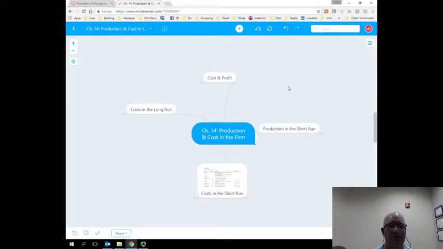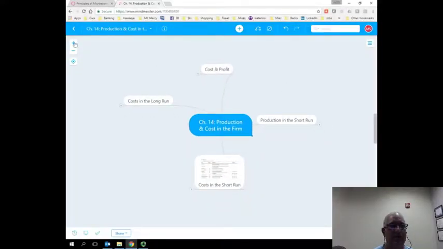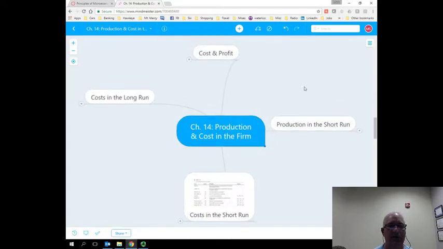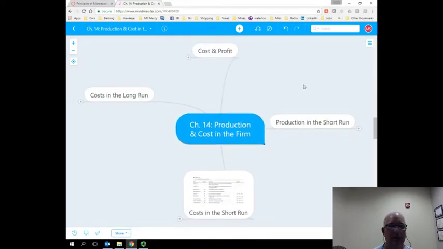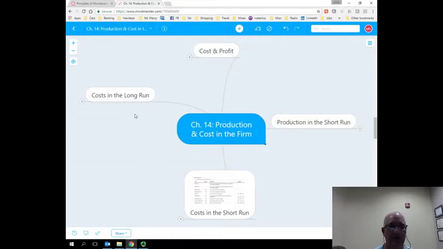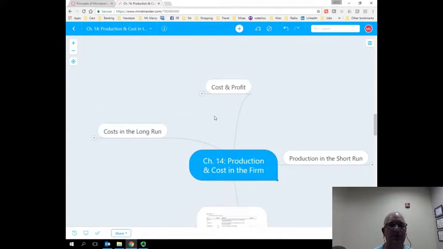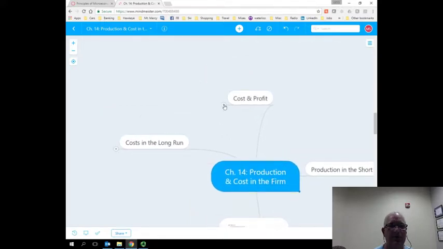Good morning. Just want to spend a few minutes to go over Chapter 14. It's about production and cost in the firm. And this topic can be broken up into four areas that we're going to look at. First, we'll look at cost and profit. Then we're going to look at production in the short run, costs in the short run, and then costs in the long run to finish up the chapter. So first, let's go ahead and look at cost and profit.